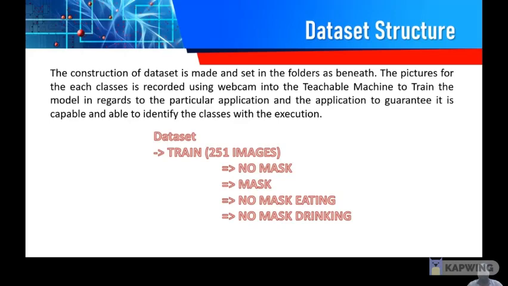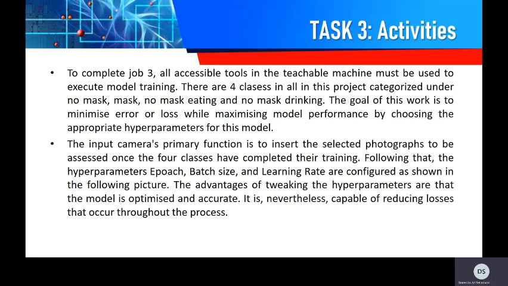So that's all from me. I'm Danessha, and today I'll be talking about the activities carried out to complete task 3. Task 3 was conducted on Teachable Machine, where a total of 4 classes were created, categorized as mask, no mask, no mask eating, and no mask drinking. The goal of this work is to minimize errors and loss while maximizing model performance with appropriate hyperparameters, which are epoch, batch size, and learning rate.